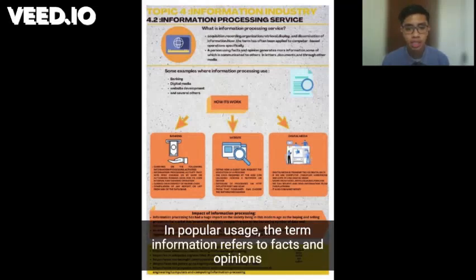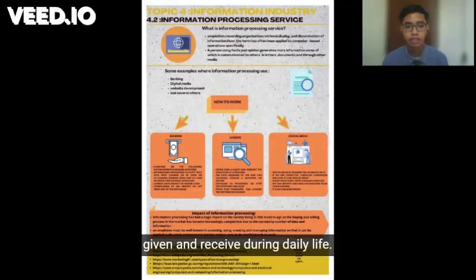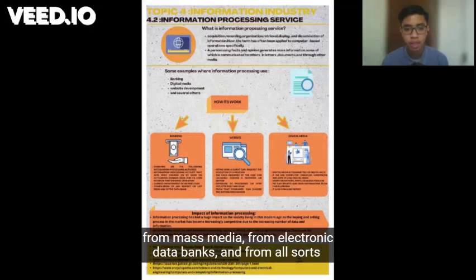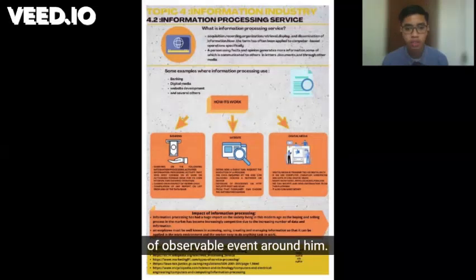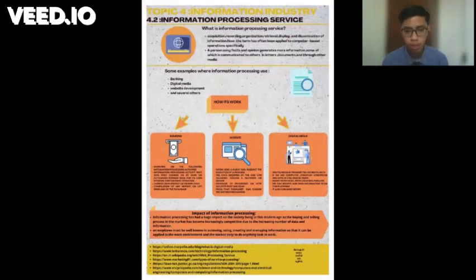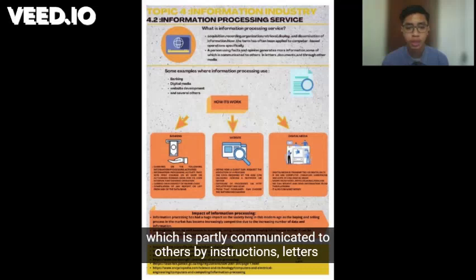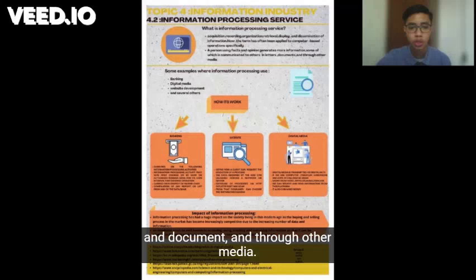In popular usage, the term information refers to facts and opinions given and received during daily life. For example, a person obtains information directly from mass media, from electronic data banks, and from all sorts of observable events around him. Someone who uses the facts and opinions produces more information, which is partly communicated to others by instruction, letter and document, and through other media.